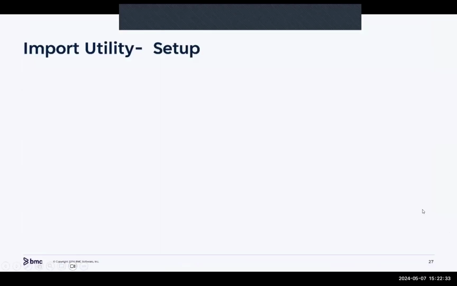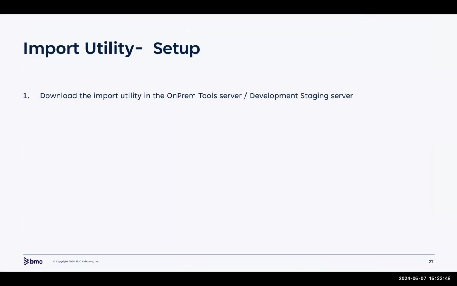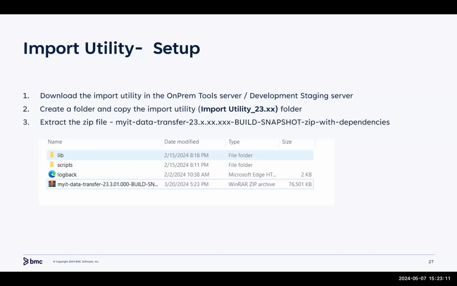Okay, so let's move on to the import utility setup. Similar to the export utility, we need to download the import utility. In case of on-prem migration, we can download this utility in the on-prem tool server. And in case of SaaS migrations, we need to do this in the development staging server. Create a folder, copy this import utility, and then extract the zip file named MyIT data transfer inside the utility. Once extracted, we can see lib and scripts folders as displayed here.